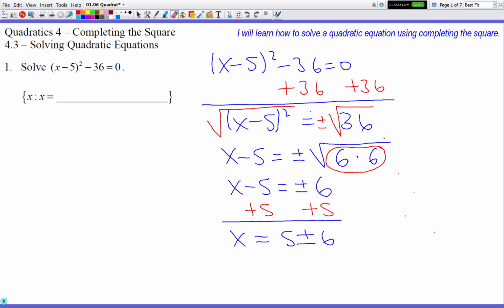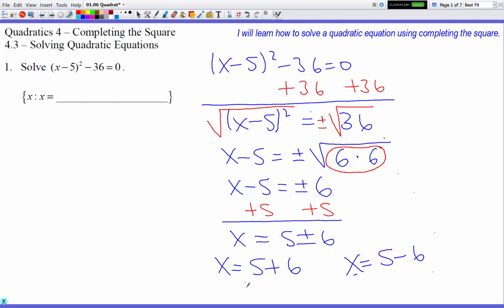But you've got to remember, okay, these two things that are left, 6 and 5, they're like terms. They're regular numbers. You can combine them. Only thing you've got to remember is this is not just a normal 6. This is a positive 6 and this is a negative 6. So we're going to get two answers. The first answer is going to be when I do this, x equals 5 plus 6. The second answer is going to be from x equals 5 minus 6.